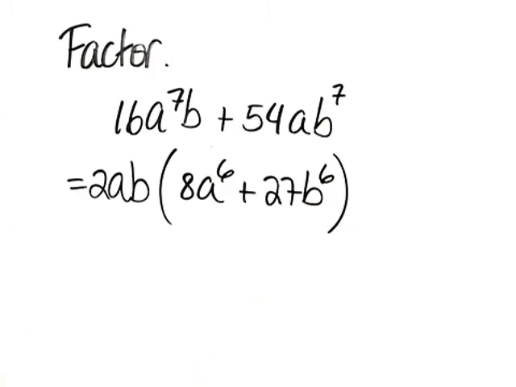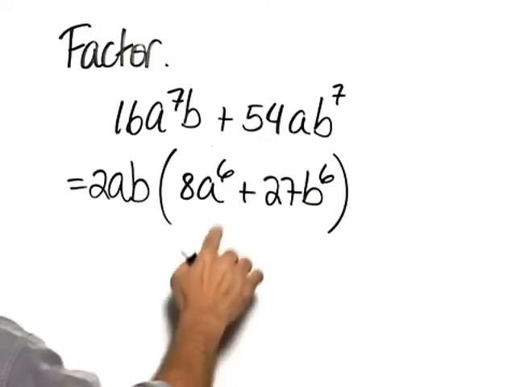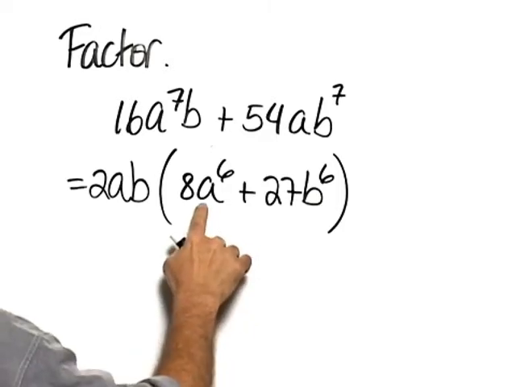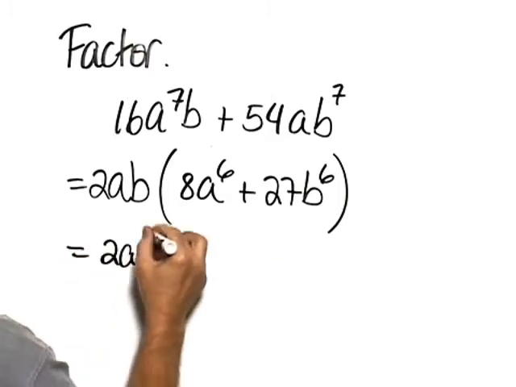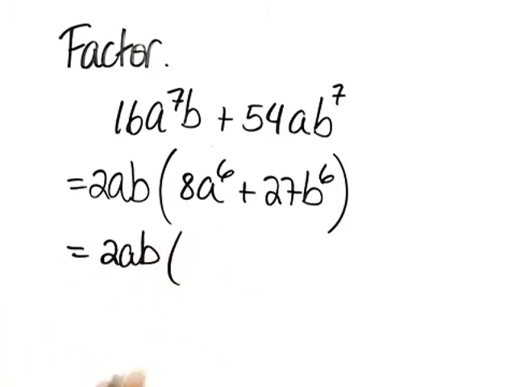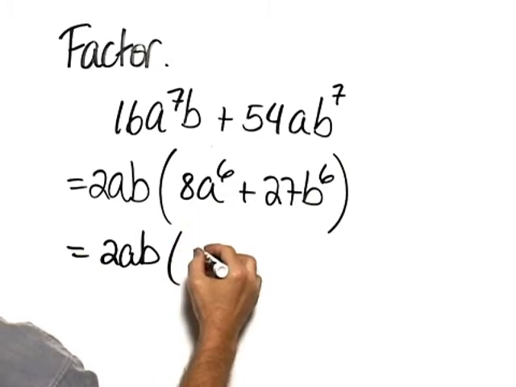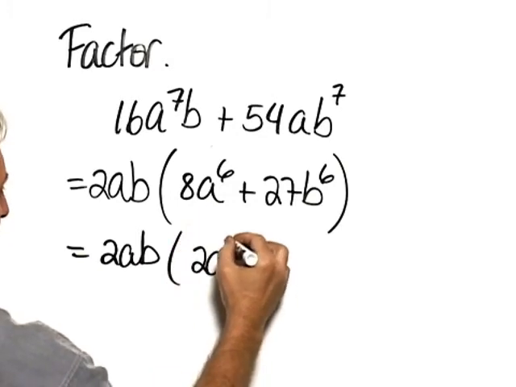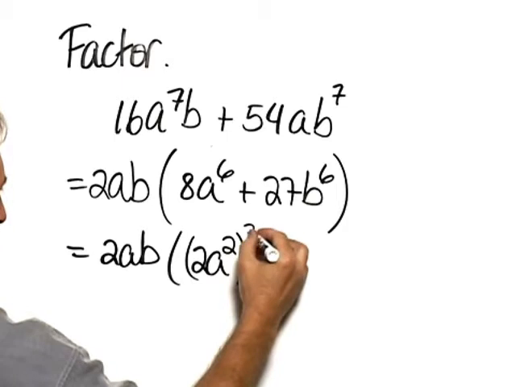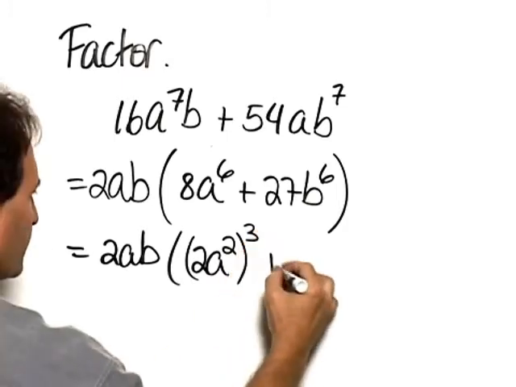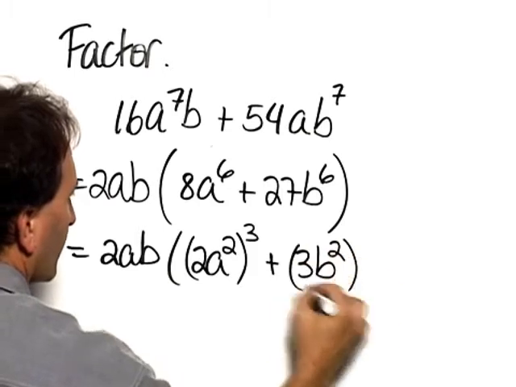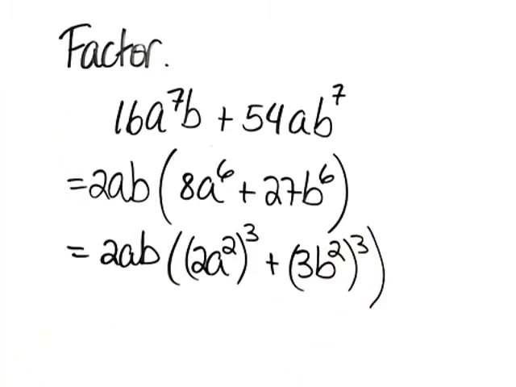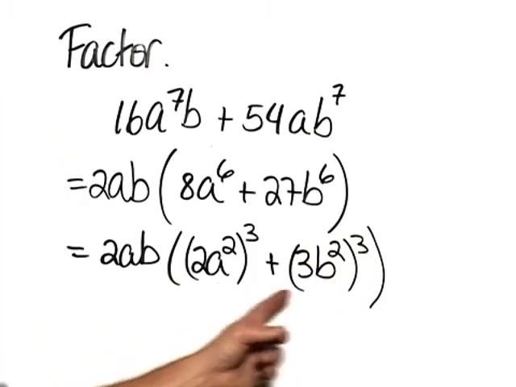And now we should recognize this as possibly being a sum of two cubes. And so let's check that and see if it works. This would have to become a cube, and it would be 2a squared cubed plus 3b squared cubed. So in fact, it is the sum of two cubes.